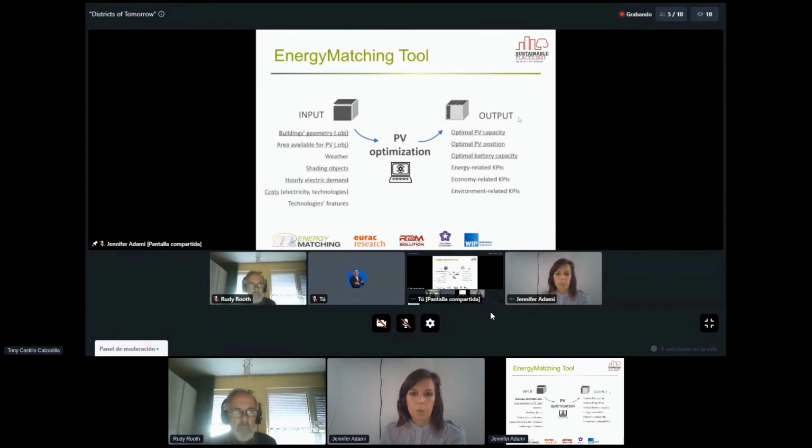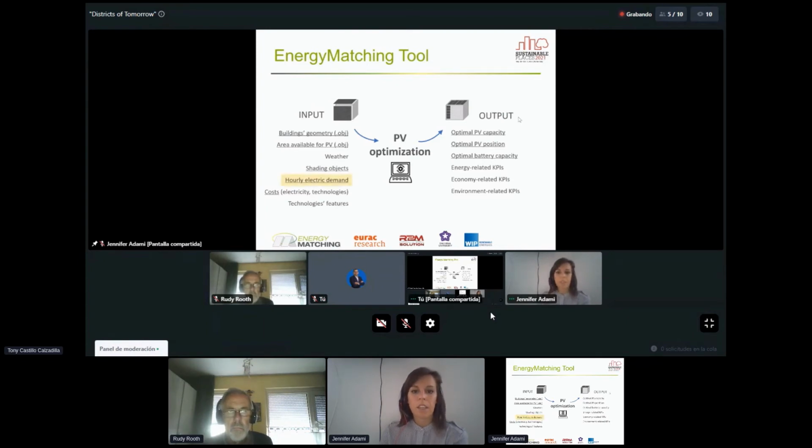So these are the input and the output of the tool. Among the input, there is the building geometry, the area that according to the designer is available for the PV installation, weather data, shading objects, the hourly electric demand, then costs, both for electricity and technologies, and then some features of the technologies. As output, as I anticipated, there are the optimal PV capacity, the optimal PV module position, the optimal battery capacity, and some key performance indicators about energy, economy, and environment aspects.